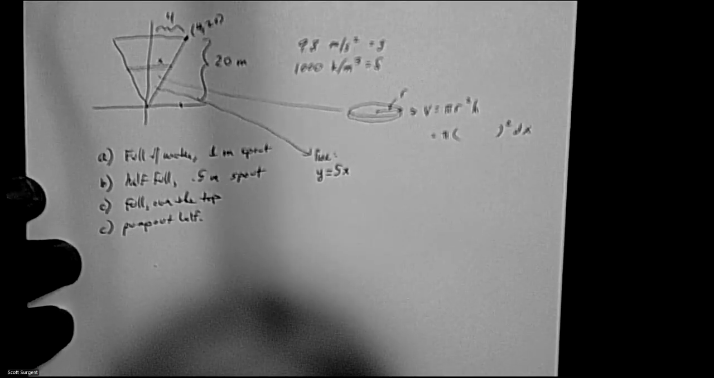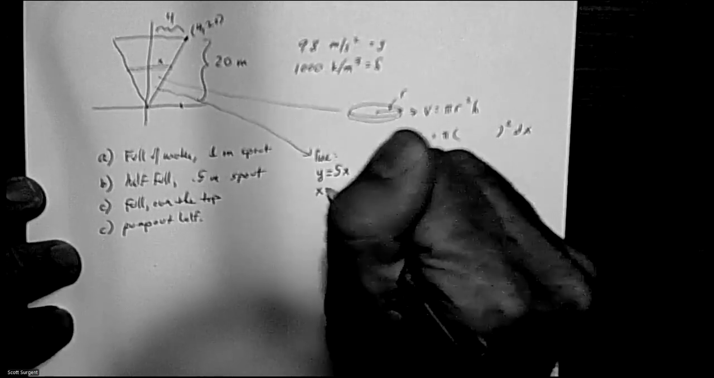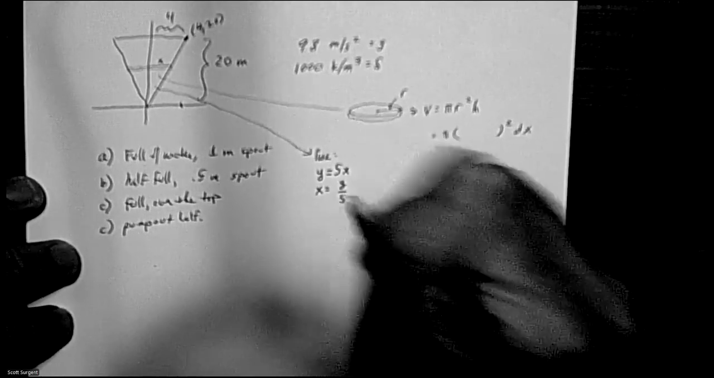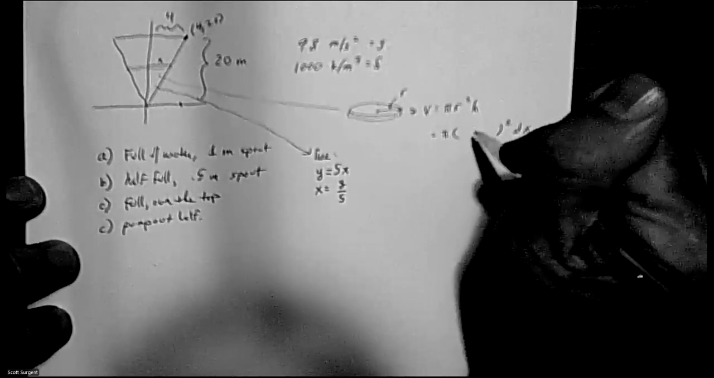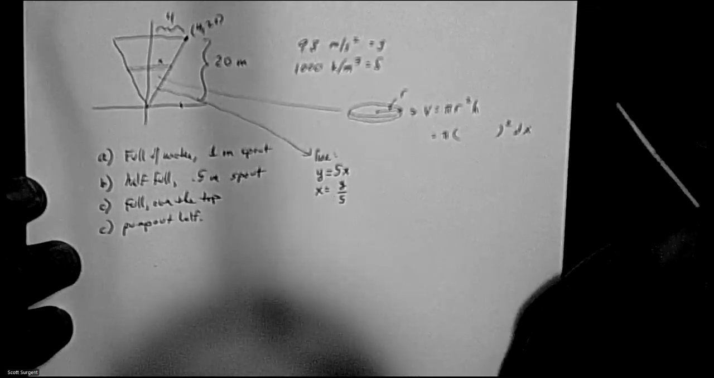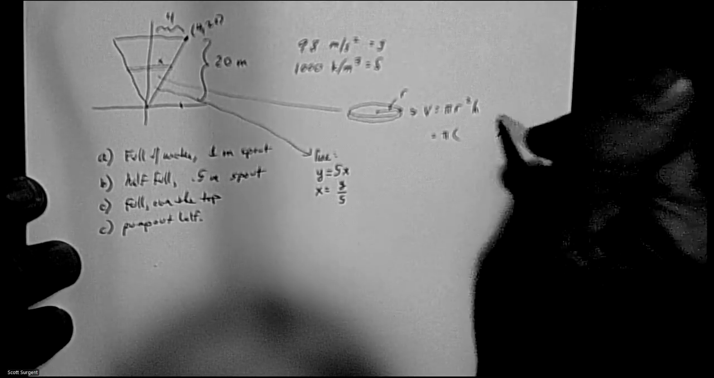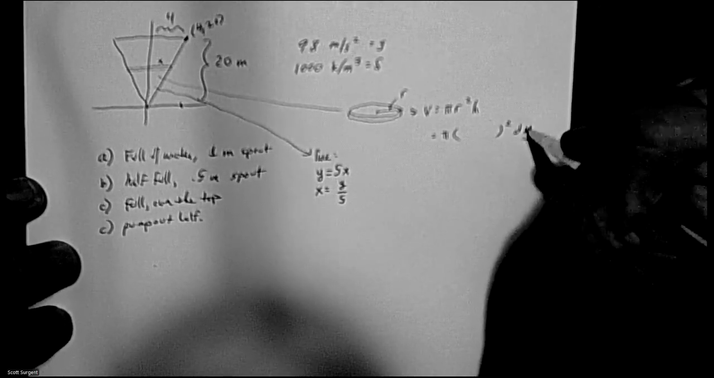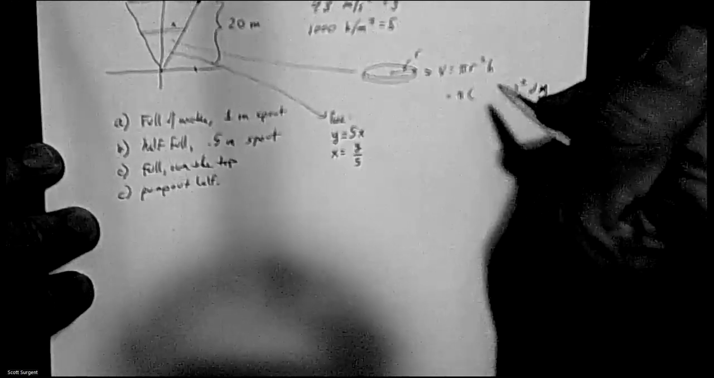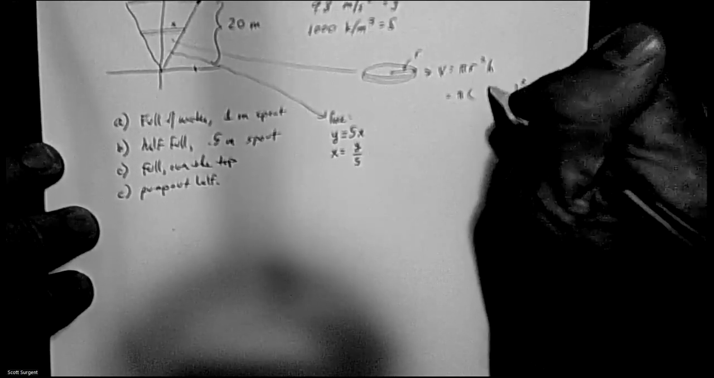Okay. So that means x would be y/5, or my radius over 5. Now I'm getting some letters here. I should actually not be using dx. I should be using dy because I'm slicing vertically. Sorry about that.